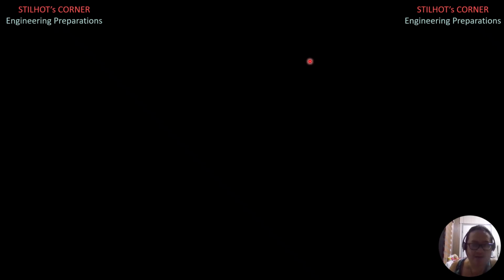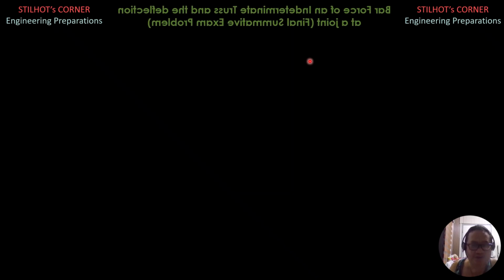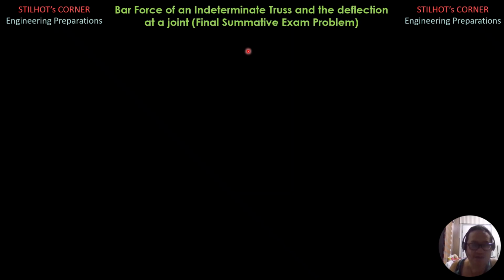Here is one of the problems given in the final summative exam in structural theory or structural analysis. This is determining the bar force of an indeterminate truss and the corresponding deflection at a specified joint. This is indeterminate to the first degree.